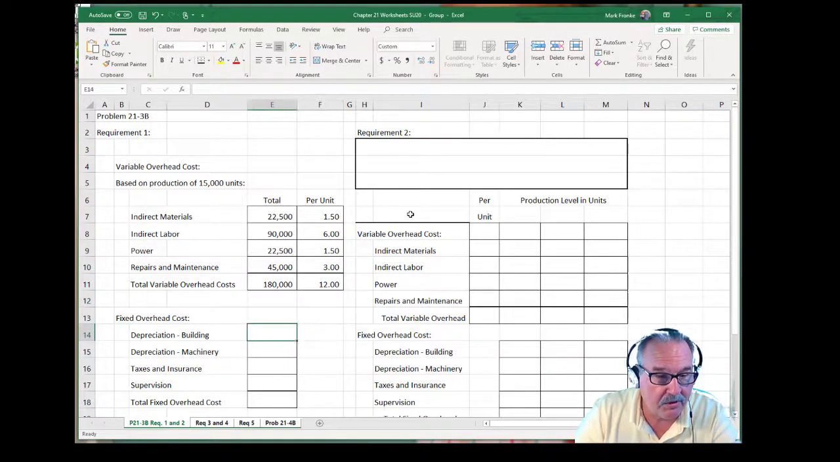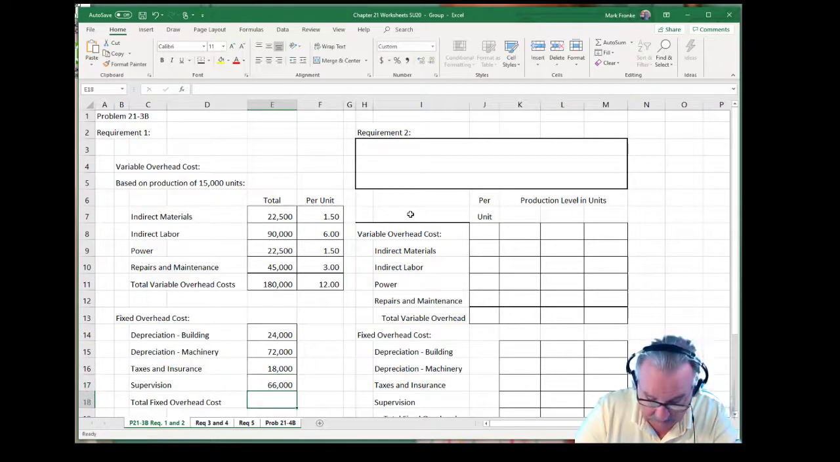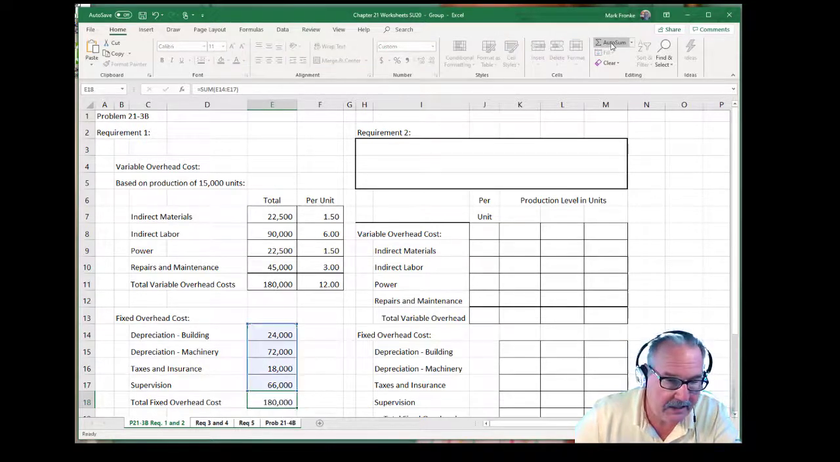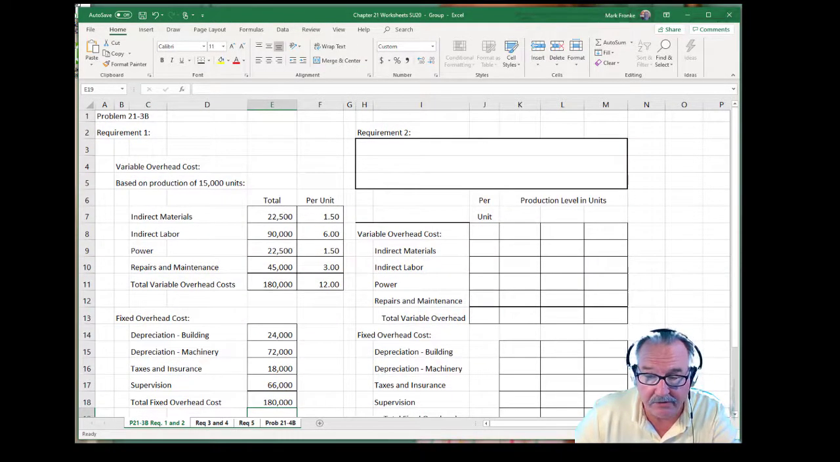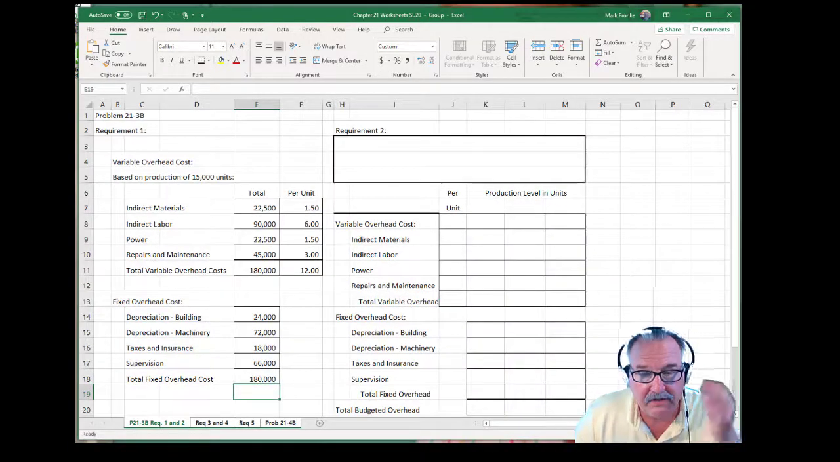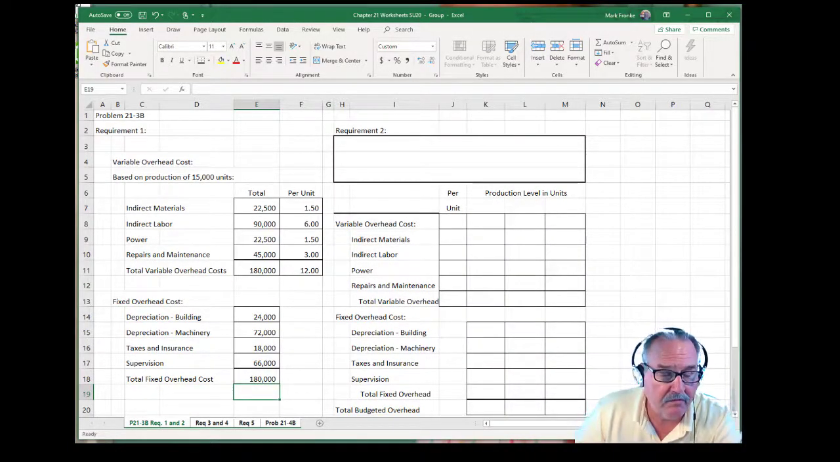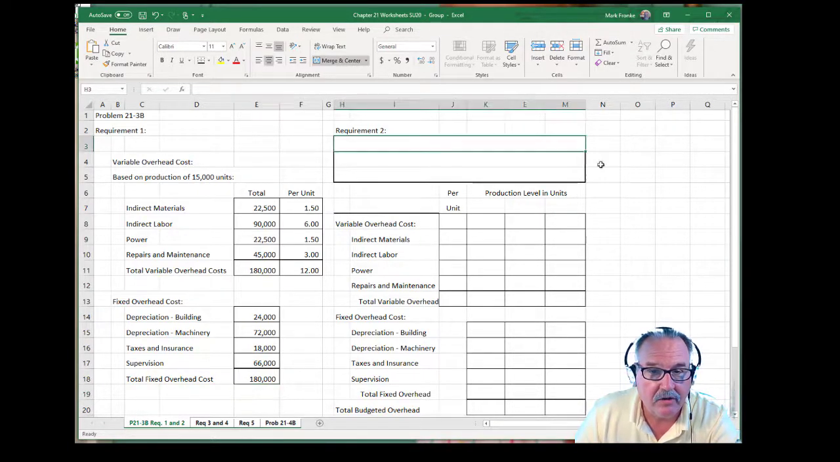So that's $12 per unit, and then fixed cost, we want those to be based on time. We're usually talking about a monthly rate or an annual rate, something that's tied to the calendar and not based on the volume. So in this case, we have 180,000 in both fixed and variable overhead. So 360 is the total. So now we can prepare a flexible budget based on this information.